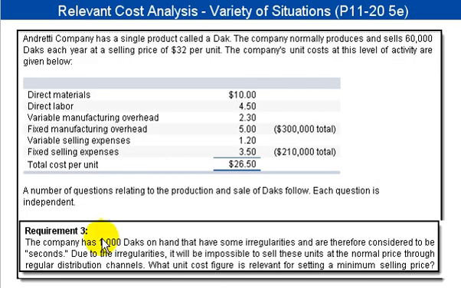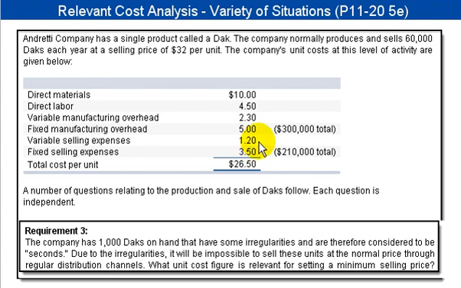All right, now I've put requirement 3 down at the bottom. The company has 1,000 DAKs on hand that have some irregularities and are therefore considered to be seconds. Due to the irregularities, it will be impossible to sell these units at a normal price through regular distribution channels. What unit cost figure is relevant for setting a minimum selling price? On this one, I'll just talk through the answer because I don't think it makes sense to put anything on the screen. The relevant cost is right there, the $1.20 variable selling expense per unit.